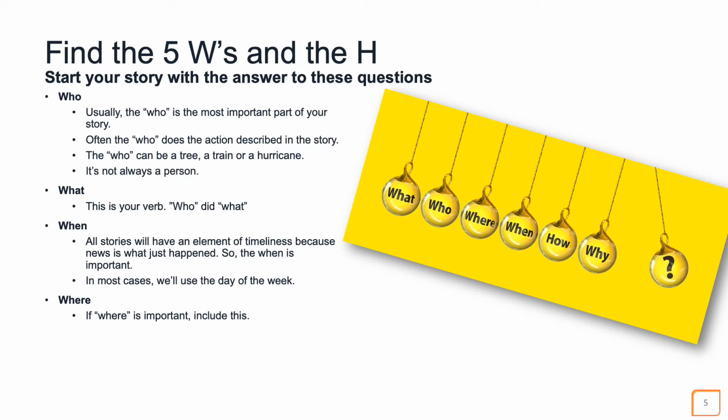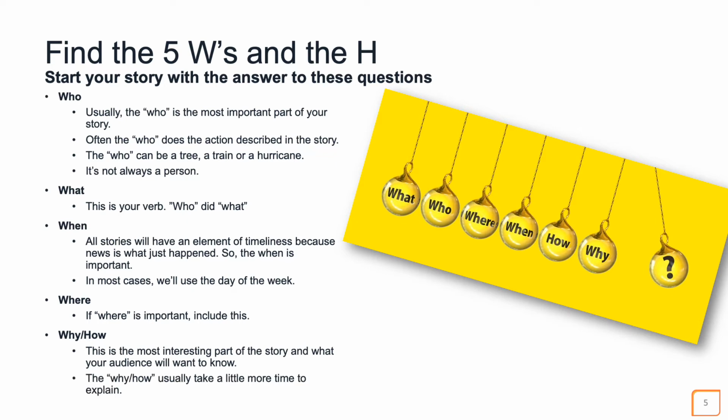Where is important. Sometimes the when and the where are not that crucial, but if there's a where and we need to know that, then that's going to be in the lead. And then the why and the how are the interesting parts of the story, and it's what your audience is going to want to know. So you need to at least begin to introduce that in your lead. The story is going to take a little bit more time to explain the why and the how, but you want to at least tell us what that means.